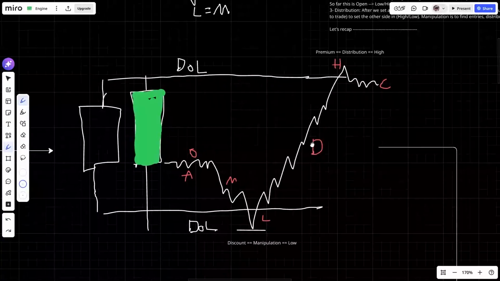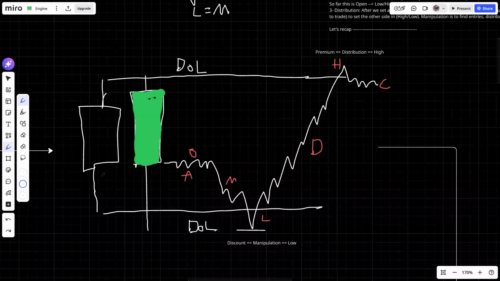Here I've drawn an example again. So a candle right here with our draws on liquidity. This green candle right here opens. This is your open and your accumulation. Then it starts to move lower, right? As you can see, it starts to move lower right here.